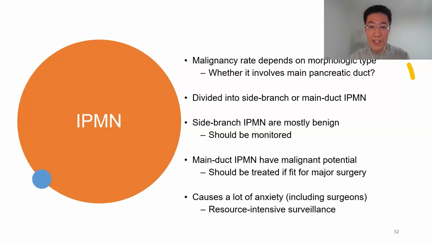If you look at the guidelines around the world, they actually recommend scanning every 6 months and then endoscopic EUS every 12 months as well. In our system, in our country, I don't think that's feasible, and it also causes a lot of anxiety for patients and surgeons. I think we should be very pragmatic and do scans probably every 12 to 24 months.